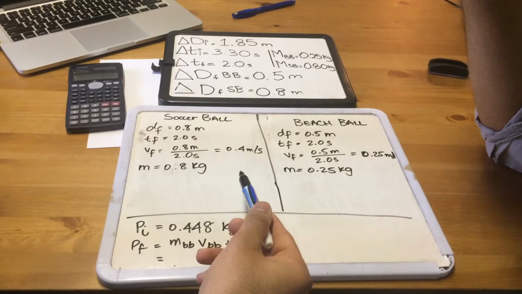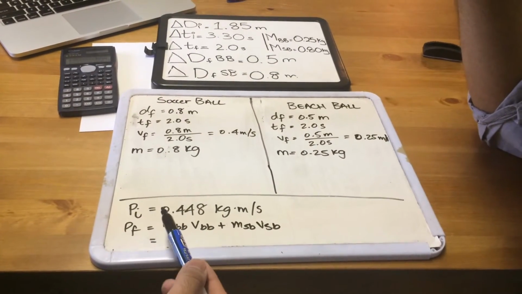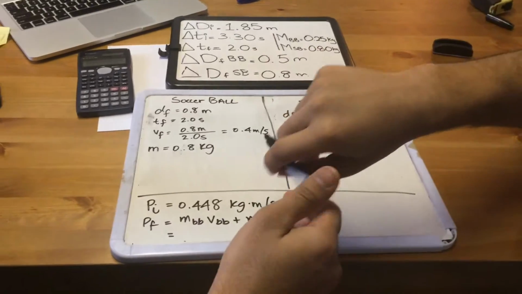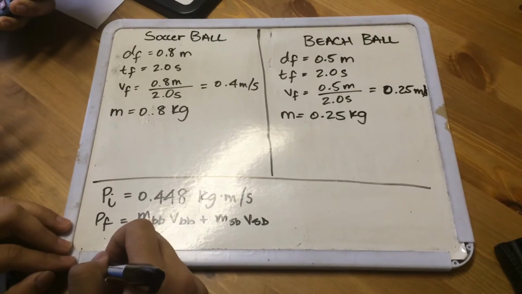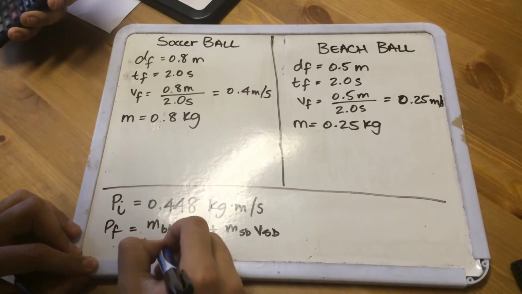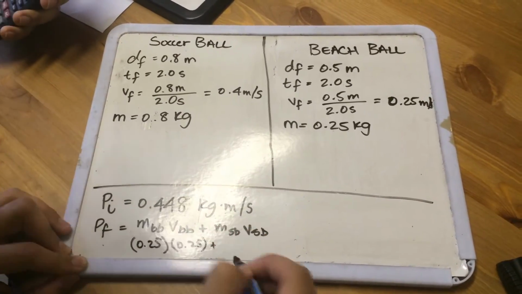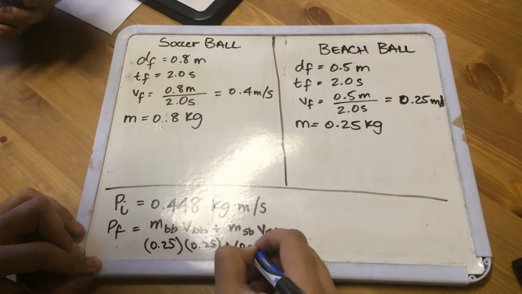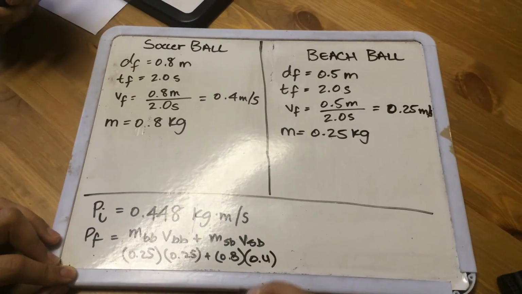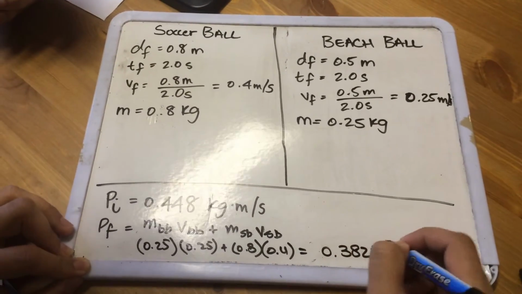So with their masses and now their final velocities, we can use the formula as we did in the initial momentum and find final momentum. So why don't you give that a try? Yeah, sure. As we solved initial momentum, we can solve final momentum. So the mass of this beach ball is 0.25 kg with its final velocity being 0.25 meters per second, and the soccer ball's mass being 0.8 kg and its final velocity being 0.4 meters per second. So with that, we come up with a final momentum of 0.3825 kilograms meters per second.